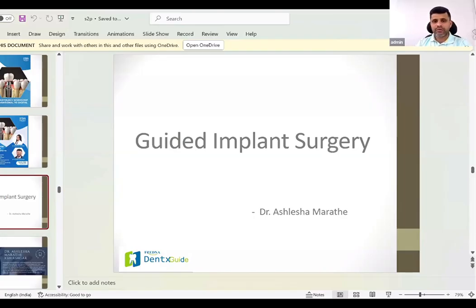CBCT. So these are softwares in which you can open the CT scan also. You need that scan in DICOM format. Once you get that, we can open it in any software and view it the same way we use the CBCT.